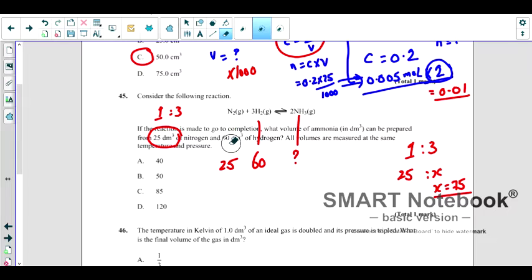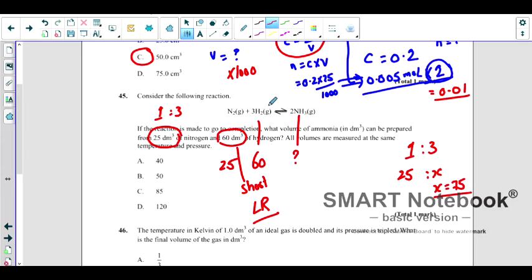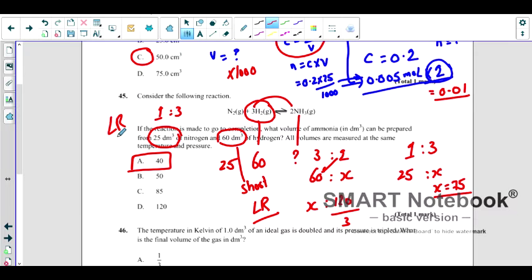But you have how much? Here you can see you have 60 decimeter cube. It means you are short. When you are short, it means this is your limiting reagent. So who will control the product? This one will control the product, right? So we have 3:2. Why? 3 is giving you 2. But you have 60. So 60 will give you X. So the value of X will be 2 times 60 is 120, 120 over 3, 40. So our answer is 40. Okay, limiting reactant is very important here.